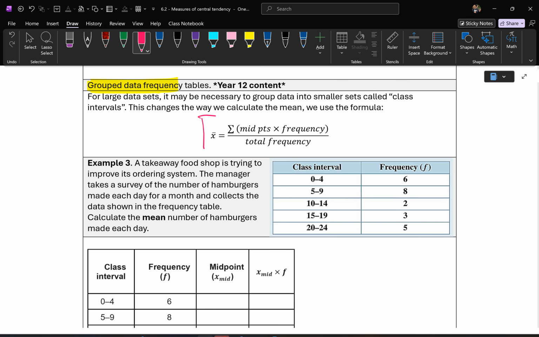Here's the formula for it. So write your own notes so you understand what this formula means. Because it's between 0 and 4, what we do is find the middle of 0 and 4. Between that class interval, find the middle of that class interval, and then you multiply it by the frequency, so by 6.